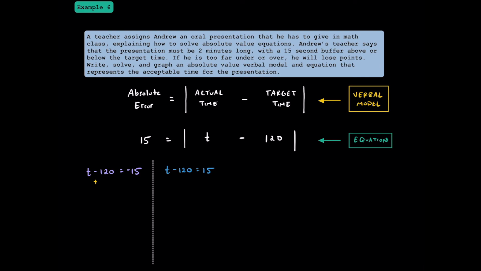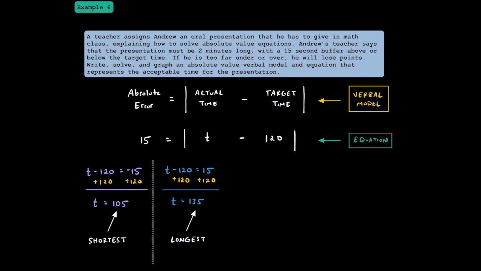To solve the equation on the left, we're going to add 120 to both sides. From that, we're going to get t is going to equal 105. For our right equation, we're also going to add 120 to both sides. From that, we're going to find that t is equal to 135. This 105 and 135 represent the shortest and longest Andrew's presentation can be without losing points. While 120 seconds is the target time, Andrew's allowed to be 15 seconds under that time, as well as 15 seconds over that time. And that wraps up this lesson.